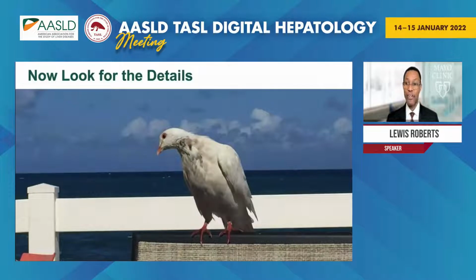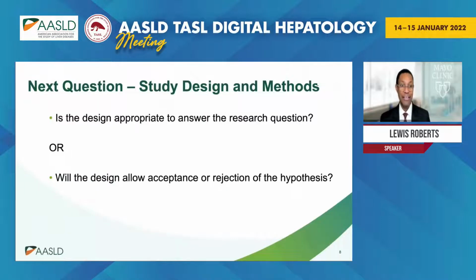So now that we have an overall view of what they're trying to achieve here, now we can look at the details. And the next question in our minds is, how about the study design and methods? Is the design appropriate to answer the research question, or will the design allow acceptance or rejection of the hypothesis that's stated by the authors?